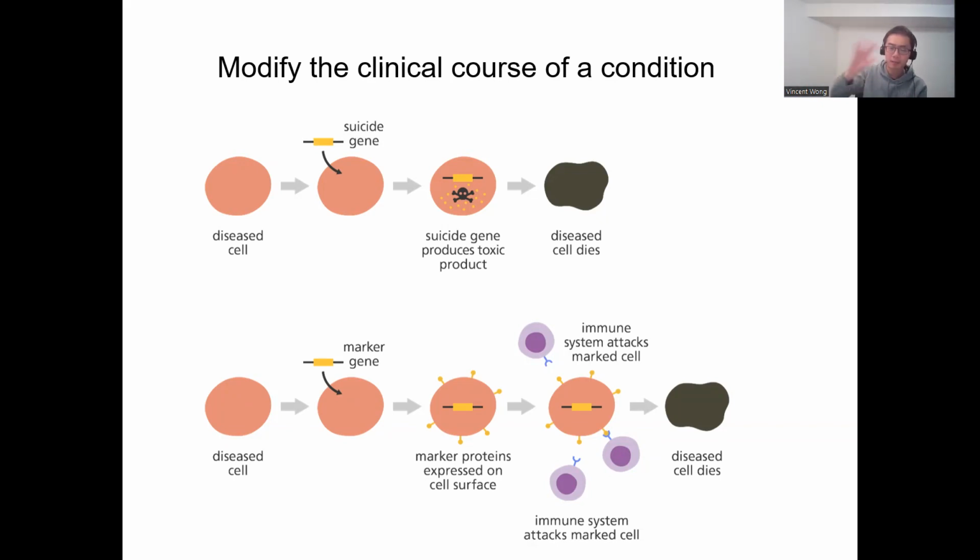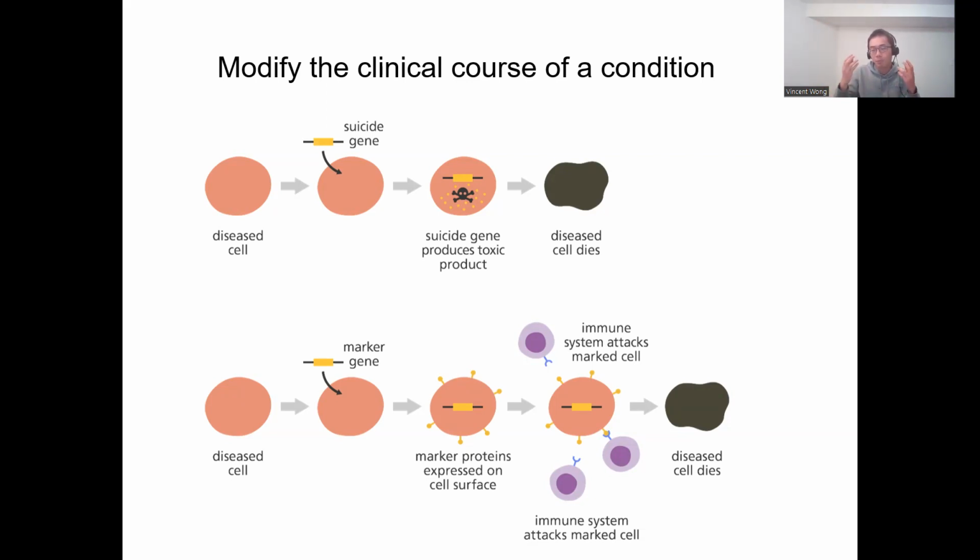Alternatively, instead of introducing a suicide gene, we can introduce a marker gene. Okay, so the marker gene, basically, once the cancer cell takes it up, they're going to make these targets on their cell membrane. Right? So these are like targets. They're like glowing lights telling the immune system, "Hey, I'm here, come attack me." That's basically what it is, and that's what we want.